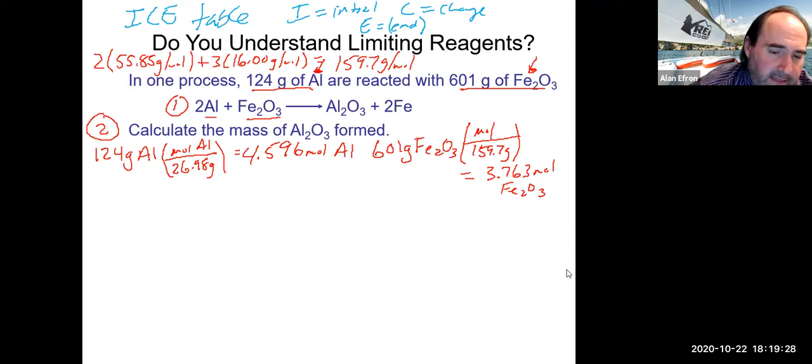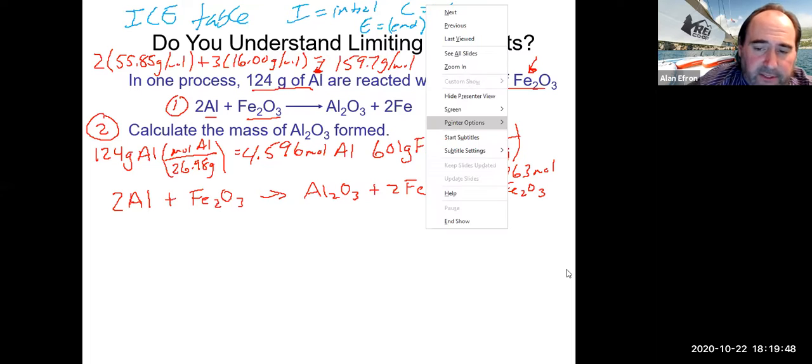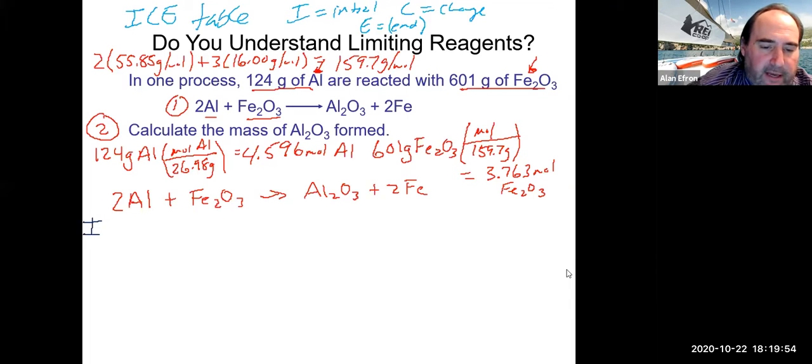Here's where we're going to do our ice table. To do the ice table, you basically start with the balanced equation, so we're going to rewrite our equation here. And we're going to start with initials. Initial is basically the starting moles that we have going on. Initially we calculated that we have 4.596 moles of aluminum, and for our iron 3 oxide we had 3.763 moles. And initially you can assume that you have 0 of your products.